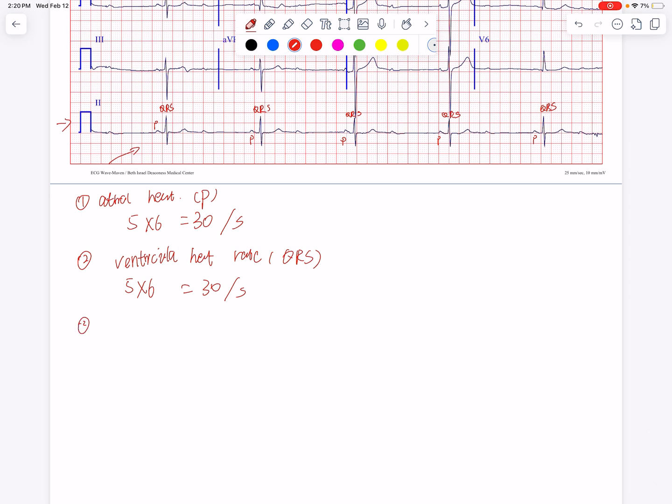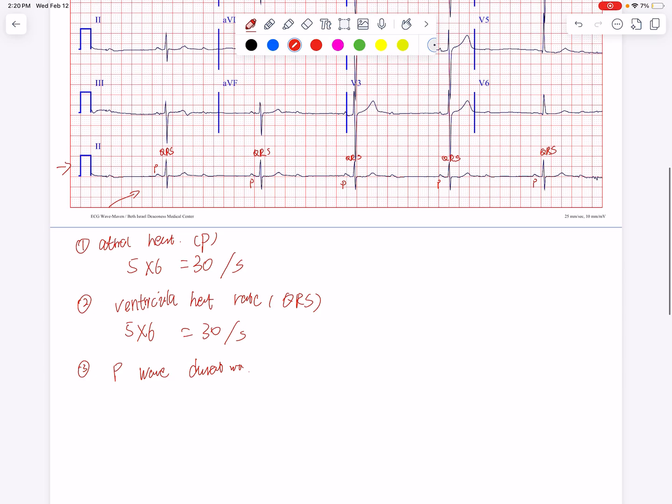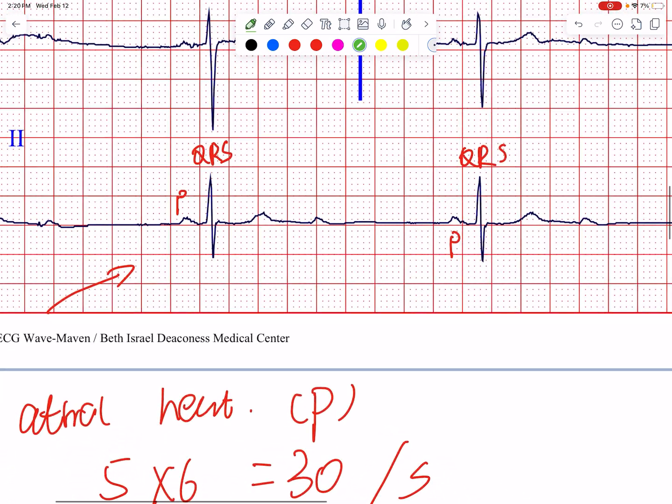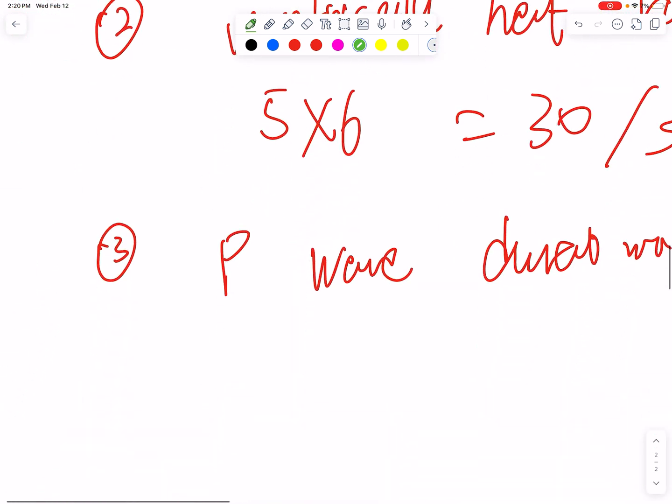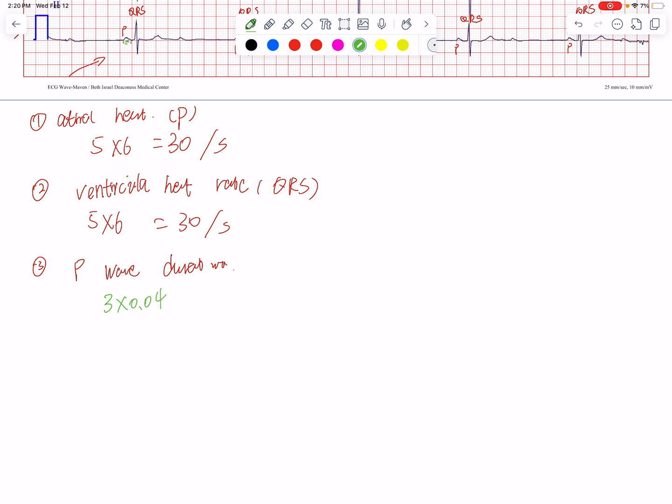And I think the third question is asking us the P wave duration. To look at the P wave duration, I'm going to magnify this. The P wave duration is from here to here, and each small box over here represents 0.04. As you can see, there are approximately 1, 2, I would say 3. So 3 times 0.04 is 0.12 seconds, which is 120 milliseconds.